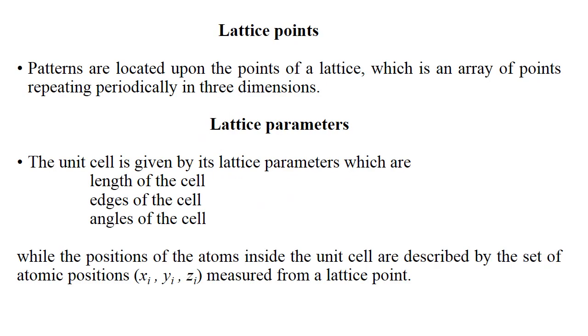Lattice points. Lattice points actually are the patterns located upon the points of a lattice, which is an array or arrangement of points repeating periodically in 3 dimensions. Lattice points can be thought of as forming identical tiny boxes called unit cells that fill the space of the lattice.